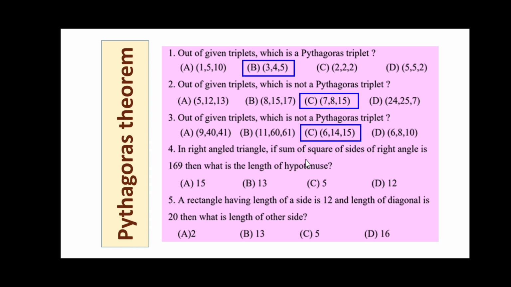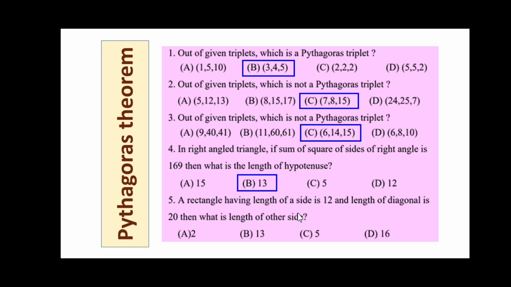In a right angle triangle, if the sum of the squares of the two sides is 169, then what is the length of the hypotenuse? The length of the hypotenuse will be such that 169 is the sum of the squares of the two sides. Therefore, the square root of 169 is 13. So option B is the right one.